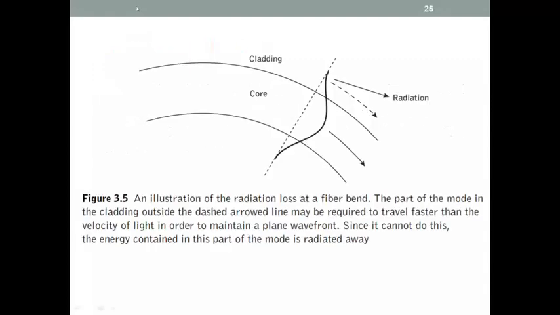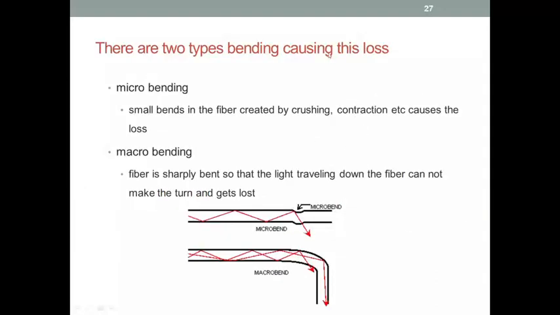So this is what the cladding and the core look like, and this is where the fiber is bent. How much it is bent is dependent on the radius of curvature. There are two types of bendings, micro bending and macro bending. As seen, micro bending is very minute in nature, very small order, and macro bending is usually intentional bending, and there is a possibility of signal loss in this case also.